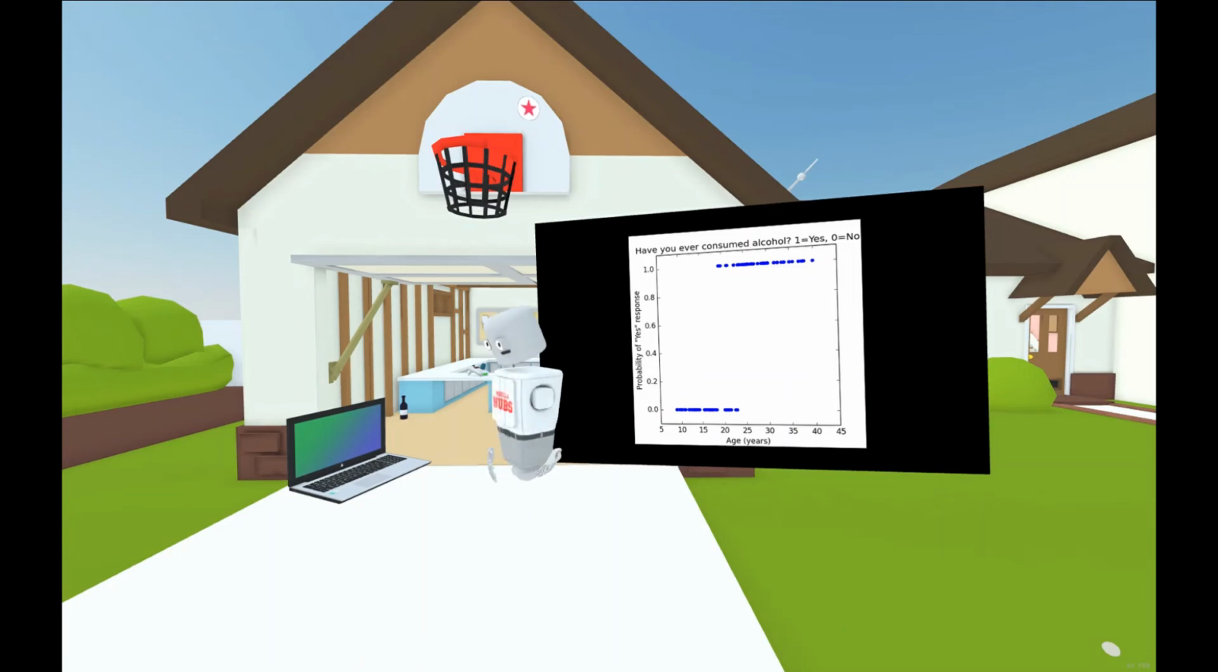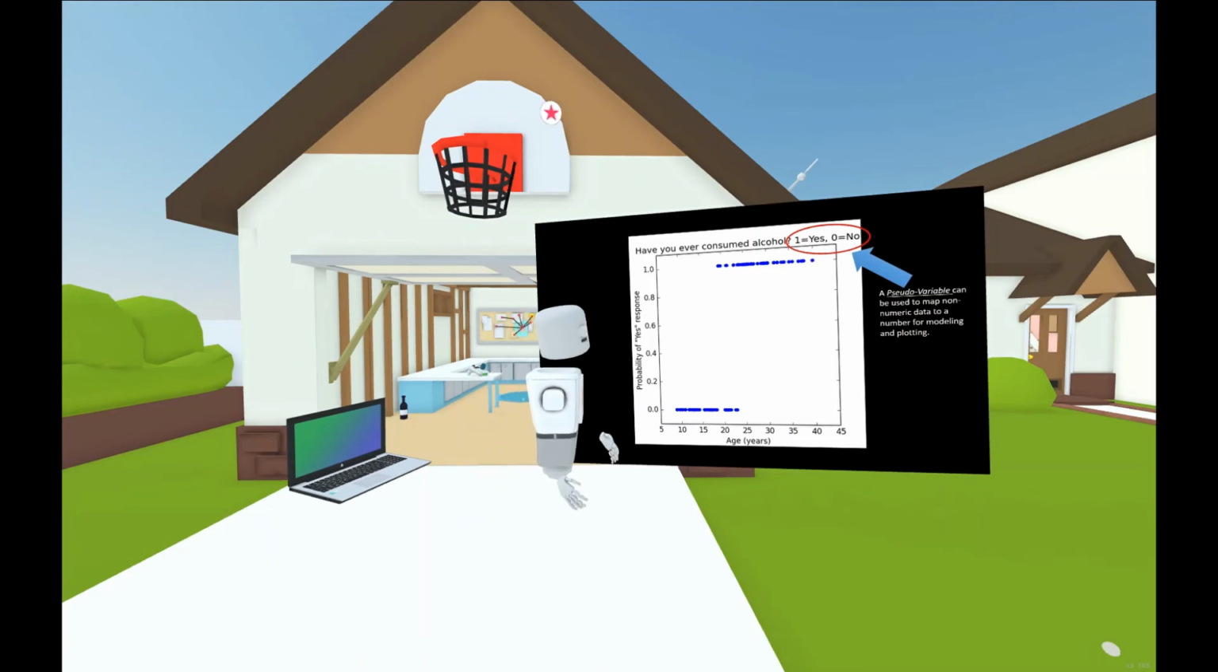So what we have to do is sometimes use something called a pseudo variable. That's taking something that's non-numeric and mapping it to a numeric value. This is often done between 0 and 1 for binary responses, like yes or no, bought, not bought, dead, alive, employed, unemployed, those kinds of things. So in this case, we've mapped 1 to yes and 0 to no.